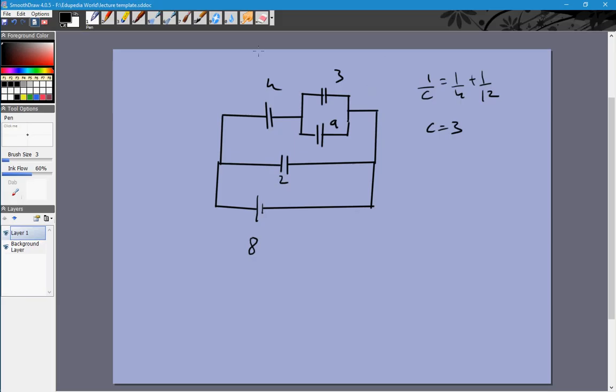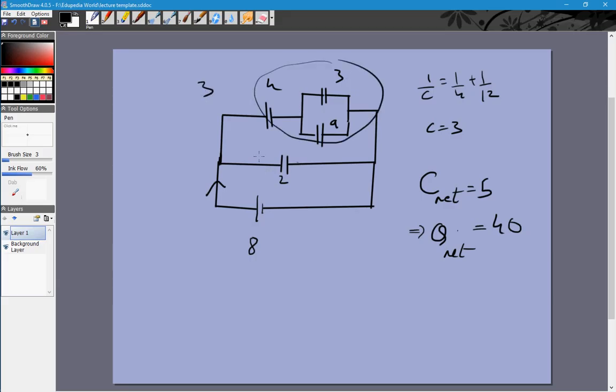So the net capacitance is 5, which means the net charge supplied by this battery will be CV, which is 40 because V is 8. Now, all of this will not go into the 4 microfarad capacitance. This total as a resultant gave me 3 and this was 2. 24 will go here and 16 will go here because the charge will be proportional to the capacitance. So 4 microfarad will have a total of 24 microcoulomb.